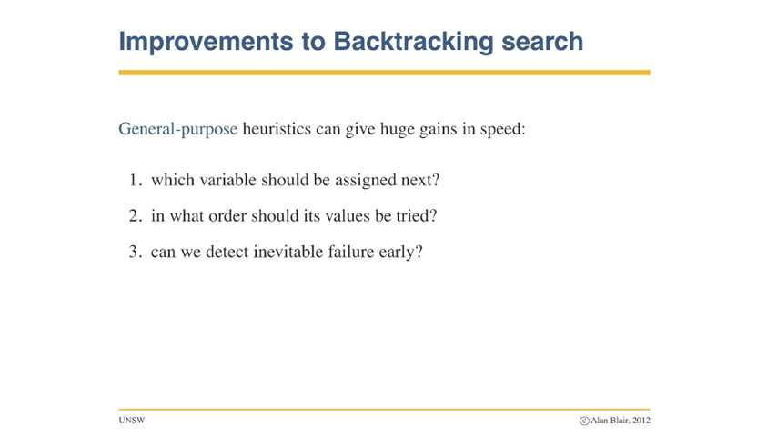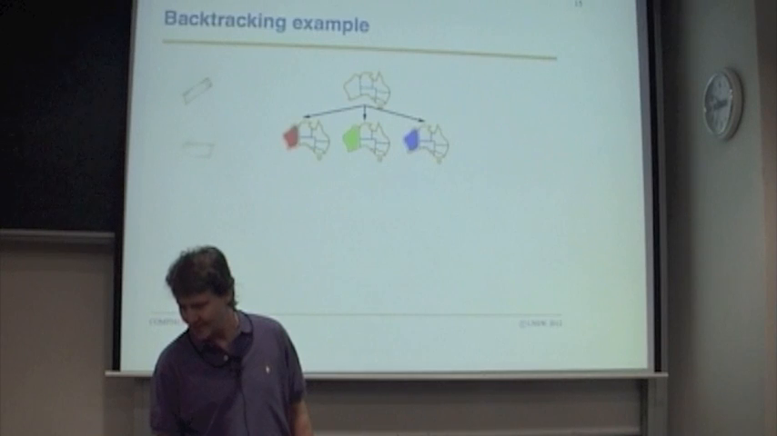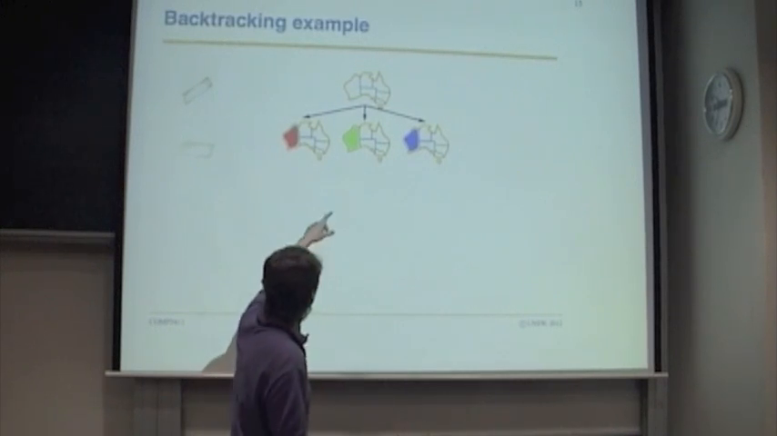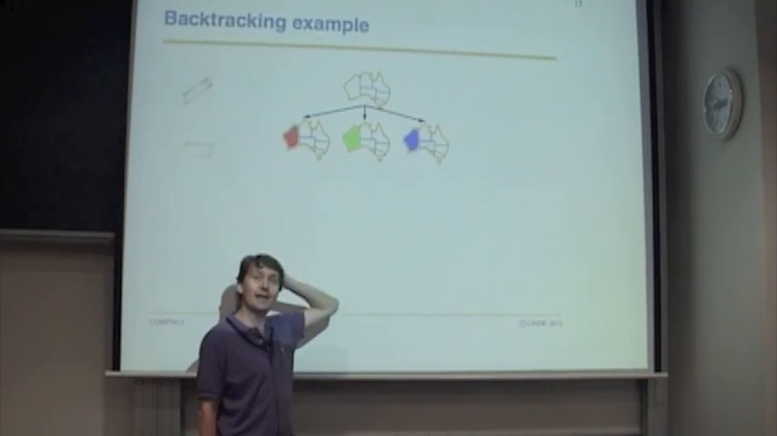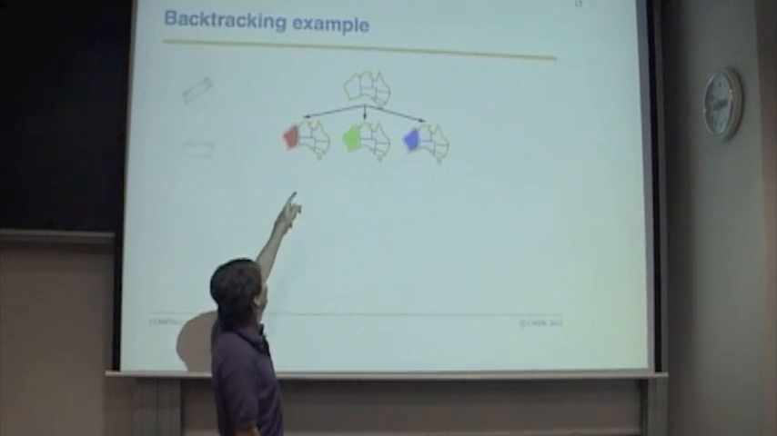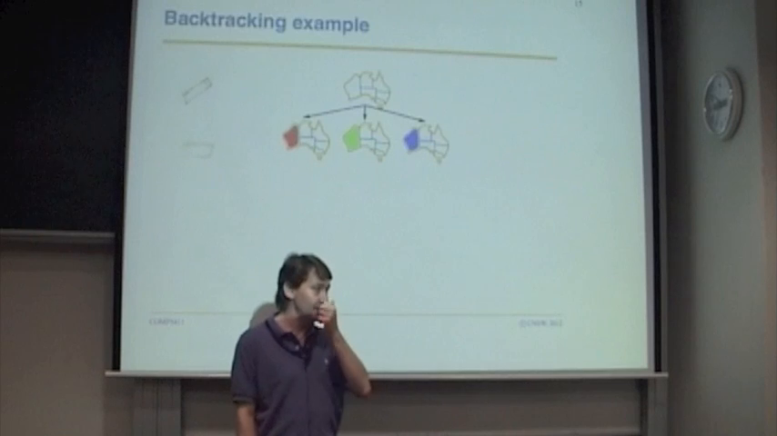Now, to some extent it varies from one domain to another, but fortunately there are certain general principles for doing this which can apply to many different domains. So, well, let's think about this. Okay, let's say you pick Western Australia first and I colour it red. What would be a good choice for the next thing to try?